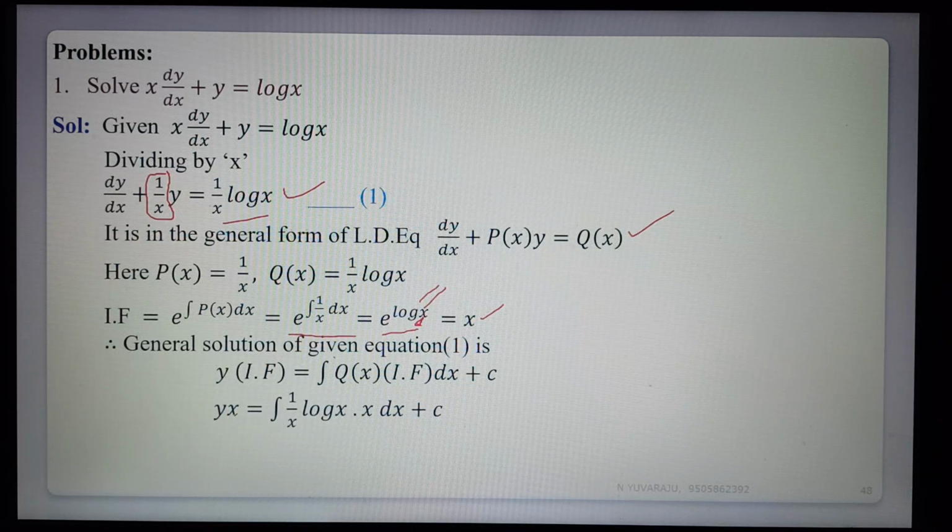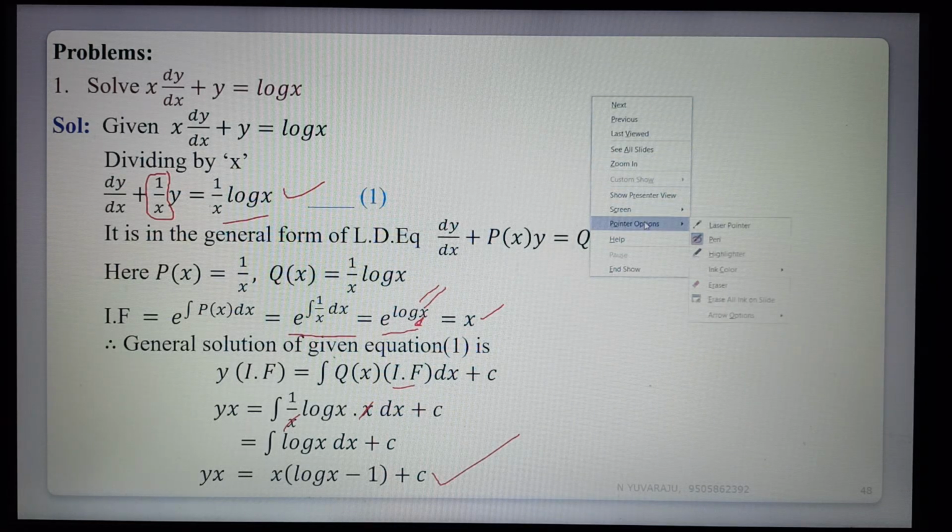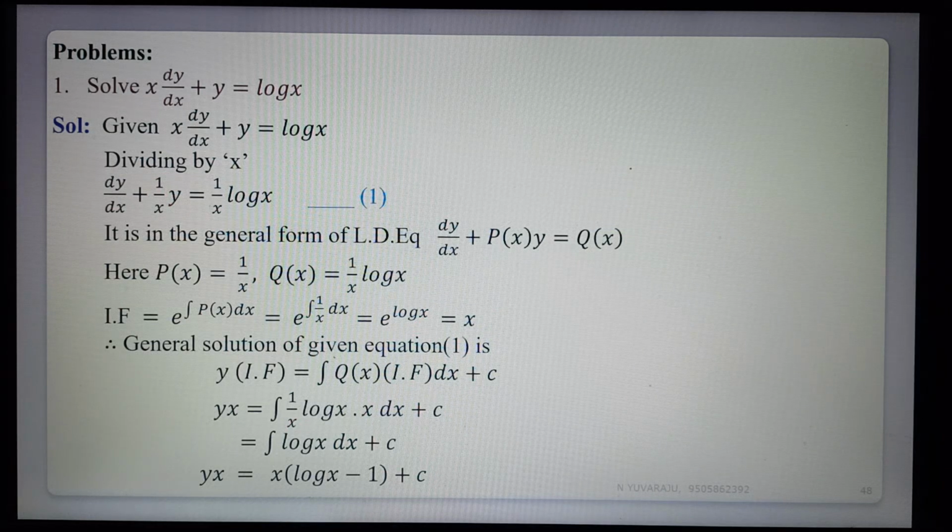So y into x is equal to integration of q of x, which is 1 by x into log x here, into the integrating factor x into dx. See that here x cancels, that is equal to integration of log x plus c. Therefore integration of log x is x into log x minus 1 only. So yx is equal to x into log x minus 1 plus c. This is the general solution of the given linear differential equation.